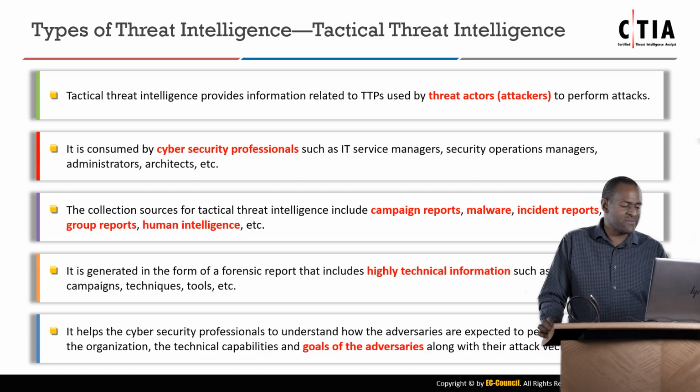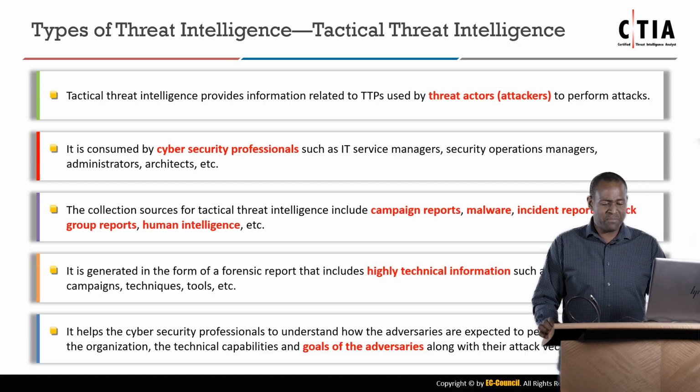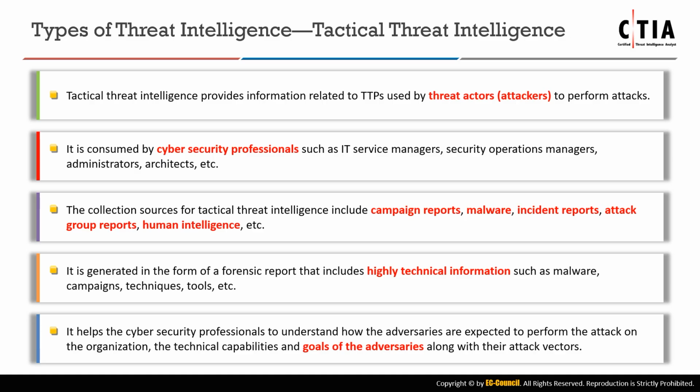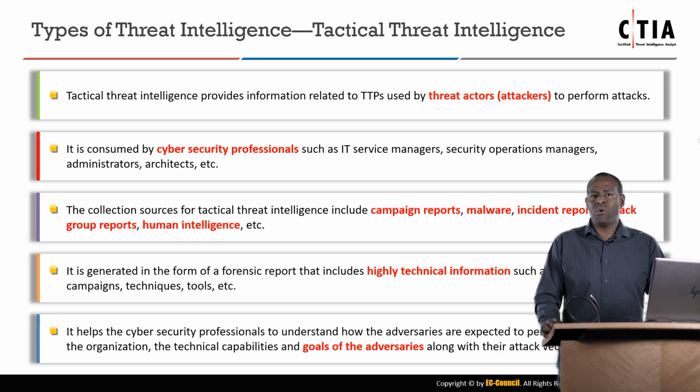And the last bullet point on this slide, it helps the cybersecurity professional to understand how the adversaries are expected to perform the attack on the organization, the technical capabilities and goals of the adversaries, along with their attack vectors. So what we're saying is, who is it that's attacking us? Knowing who it is will not only allow us to understand the attack, but will allow us to understand the motive for the attack, which will play into the way we defend from that attack.